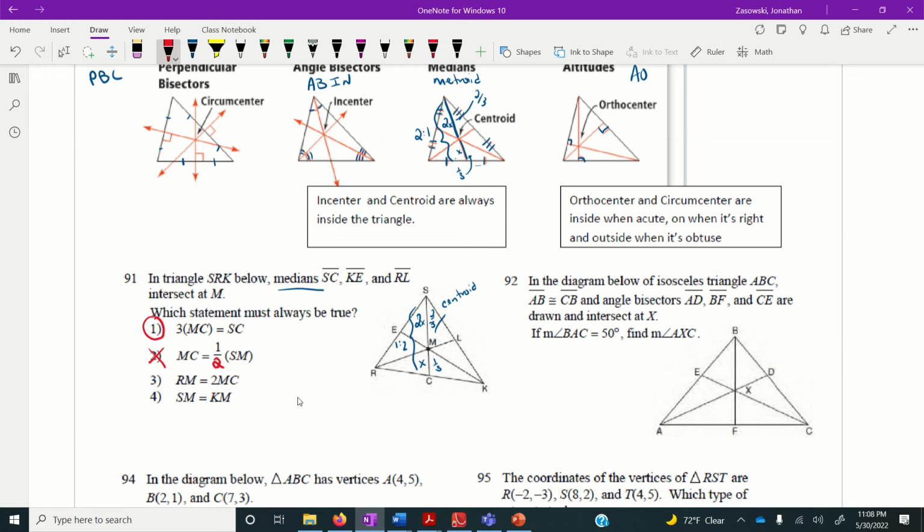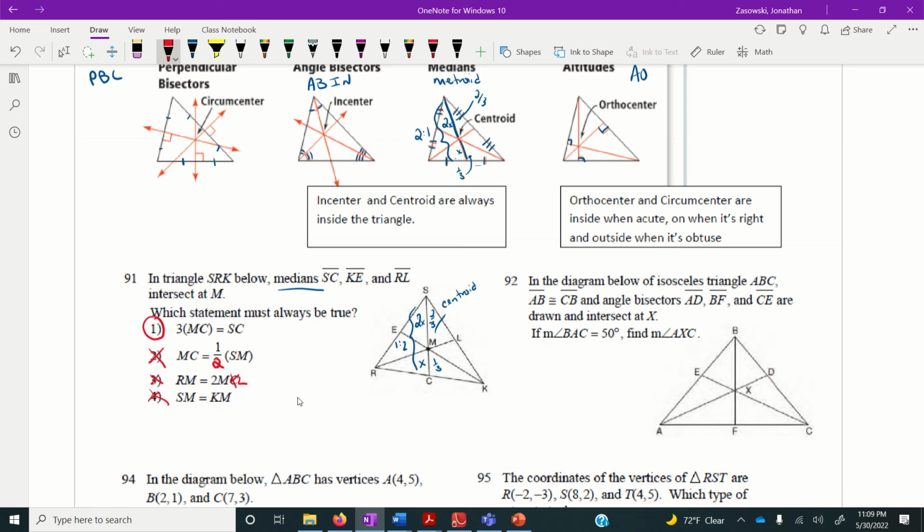Is RM, this piece, equal to 2 times MC? Nope, it would be 2 times ML. So that's also out. And then is SM equal to KM? That is not correct unless those lines are already equal. So that's only going to be true if it's an equilateral triangle.